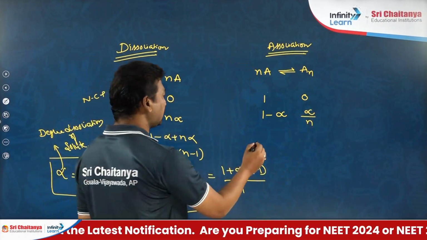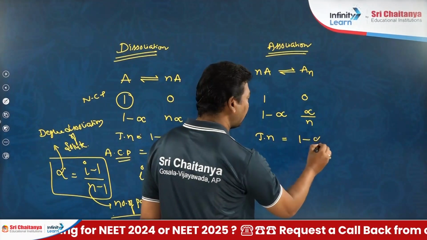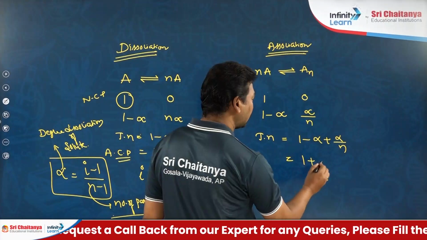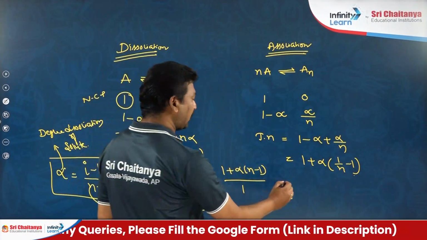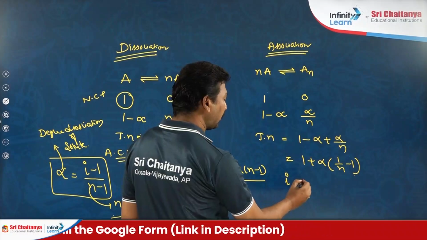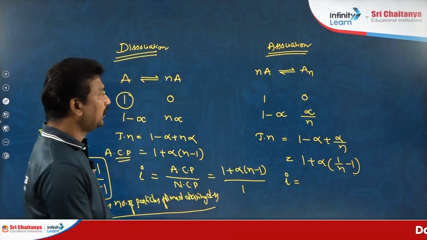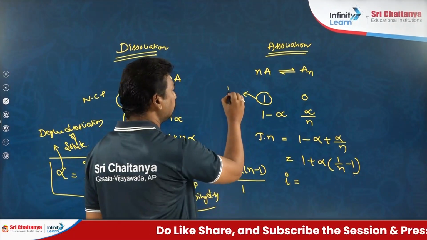Let us calculate the total number of moles here. That is nothing but 1 minus alpha plus alpha by n. Taking alpha as common, 1 plus alpha times 1 by n minus 1. Finding the Van 't Hoff factor here, it is the ratio of the abnormal colligative property to the normal value of the colligative property. Here this is called the normal value of the colligative property.